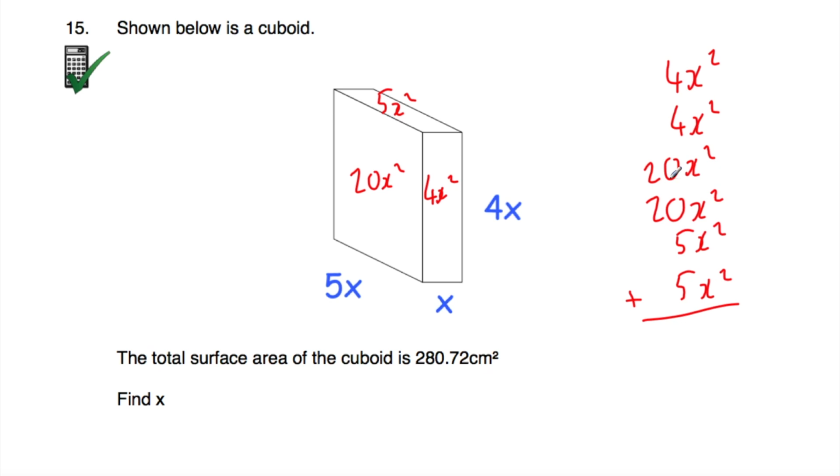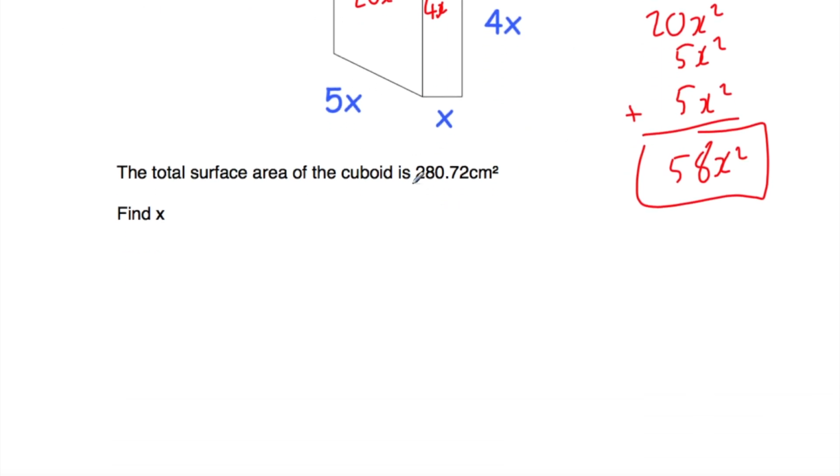So now we can add them together, and that'll be our expression for the total surface area of this cuboid. So 4x squared plus 4x squared plus 20x squared plus 20x squared plus 5x squared plus 5x squared. Well, 4 plus 4 is equal to 8, plus 20 is 28, plus 20 is 48, plus another 10 is 58. So that'll be 58x squared. That's our expression for the total surface area of that cuboid. Now the question said the total surface area of the cuboid, so 58x squared, was equal to 280.72. So that's an equation now. We can solve this equation and find x.